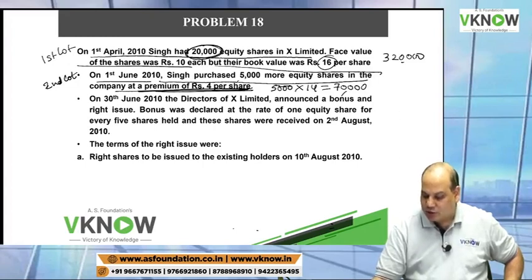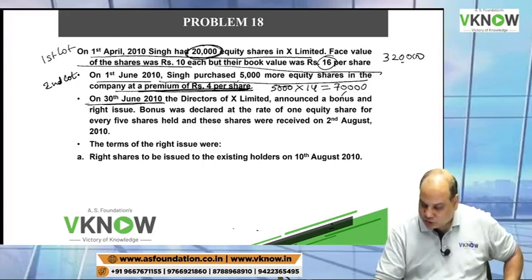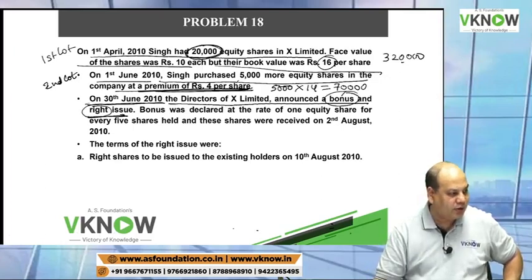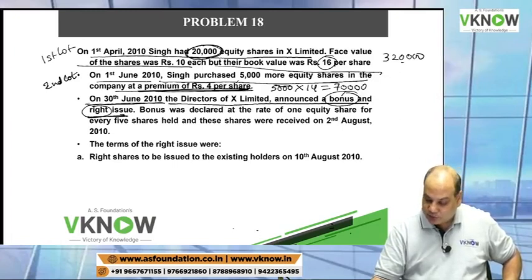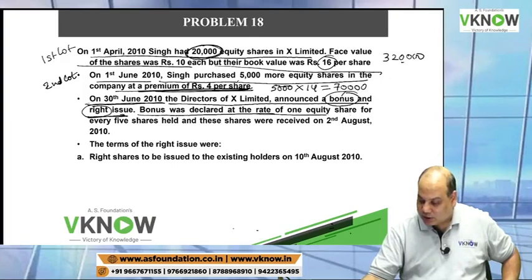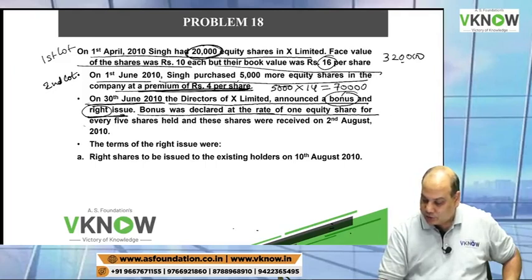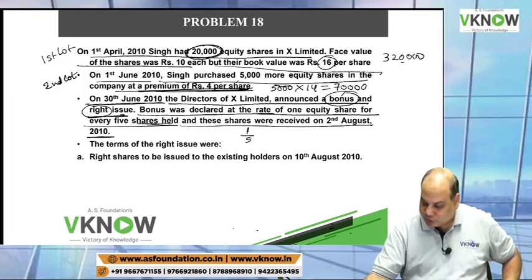Opening lot, second lot. On 30th June 10, the directors of X announced a bonus and right issue. Bonus means free of cost. Right means you have to pay a price for it. Bonus was declared at the rate of 1 equity share for every 5 held, and these shares were received on 2nd August. So number of bonus shares 1 by 5 into opening balance plus 5,000.